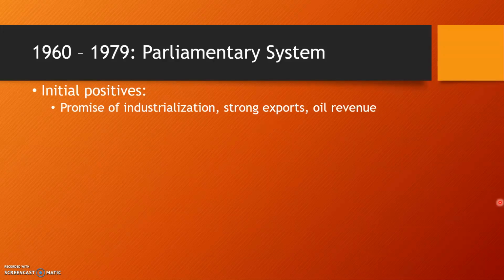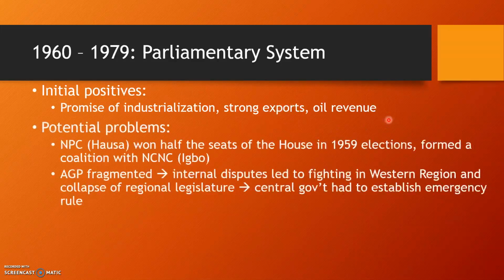The British, I really don't want to paint too rosy of a picture. They did do some pretty terrible things while occupying Nigeria. But post-World War II, they really did make some efforts at building up infrastructure and increasing access to education, etc. So there was some promise for development. There was definitely some promise for industrialization. Nigeria had the potential to have really strong exports, and they certainly had oil revenue. Put a star by that one. That one's super important.